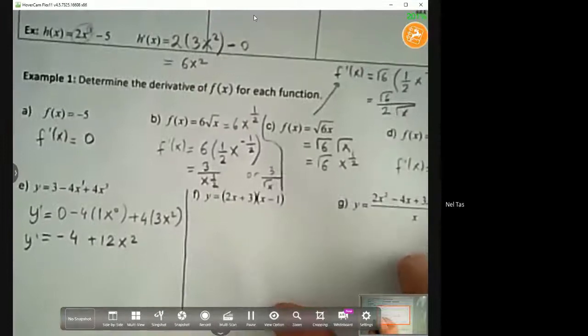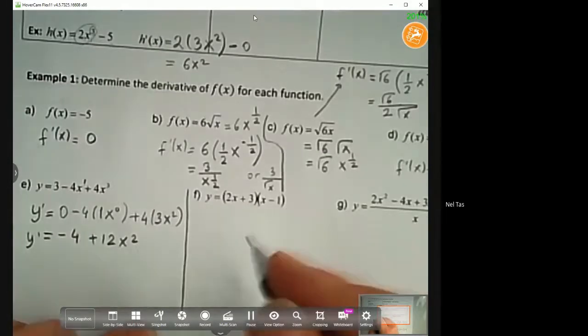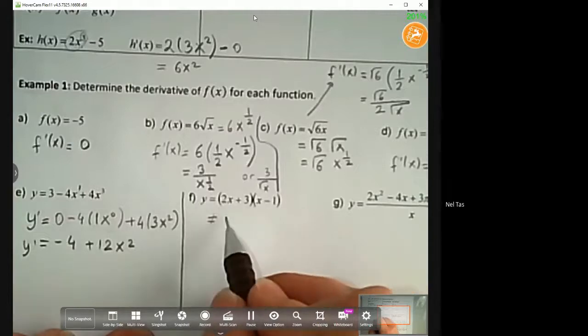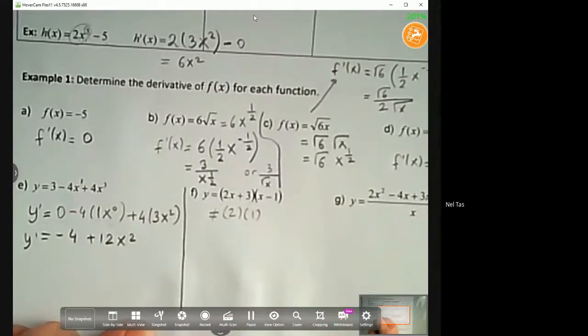So let's look at the next one. y equals 2x plus 3 times x minus 1. As you see, there's a product here. There's a multiplication, 2x plus 3 times x minus 1. So this derivative is not equal to the derivative of the first bracket times the derivative of the second bracket. This is not what it is equal to.